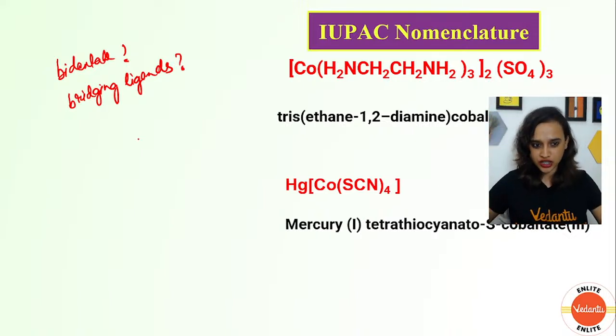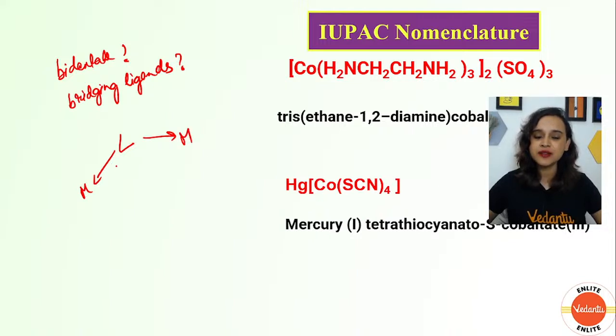But what is a bridging ligand? See, there will be a metal and a metal, and the ligand is like a bridge, right? So there is a metal here, and one ligand is coordinating with both. That is your bridging ligand, okay? Everyone understanding?